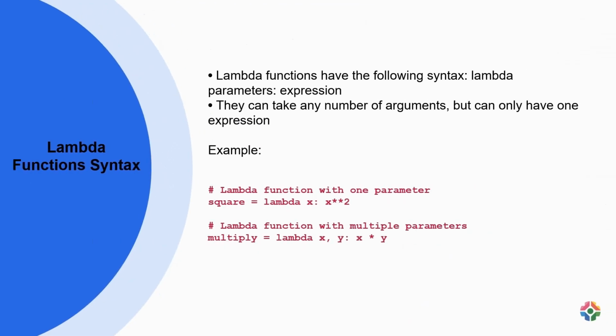Lambda functions in Python are defined using the lambda keyword followed by parameters and an expression. They can take any number of arguments but have only one expression. Lambda functions are often used for simple one-liner functions, where a full function definition would be unnecessary. For instance, a lambda function can quickly calculate the square of a number by using the expression x*2. Similarly, a lambda function with multiple parameters, like lambda x, y, can be used to multiply two given values.